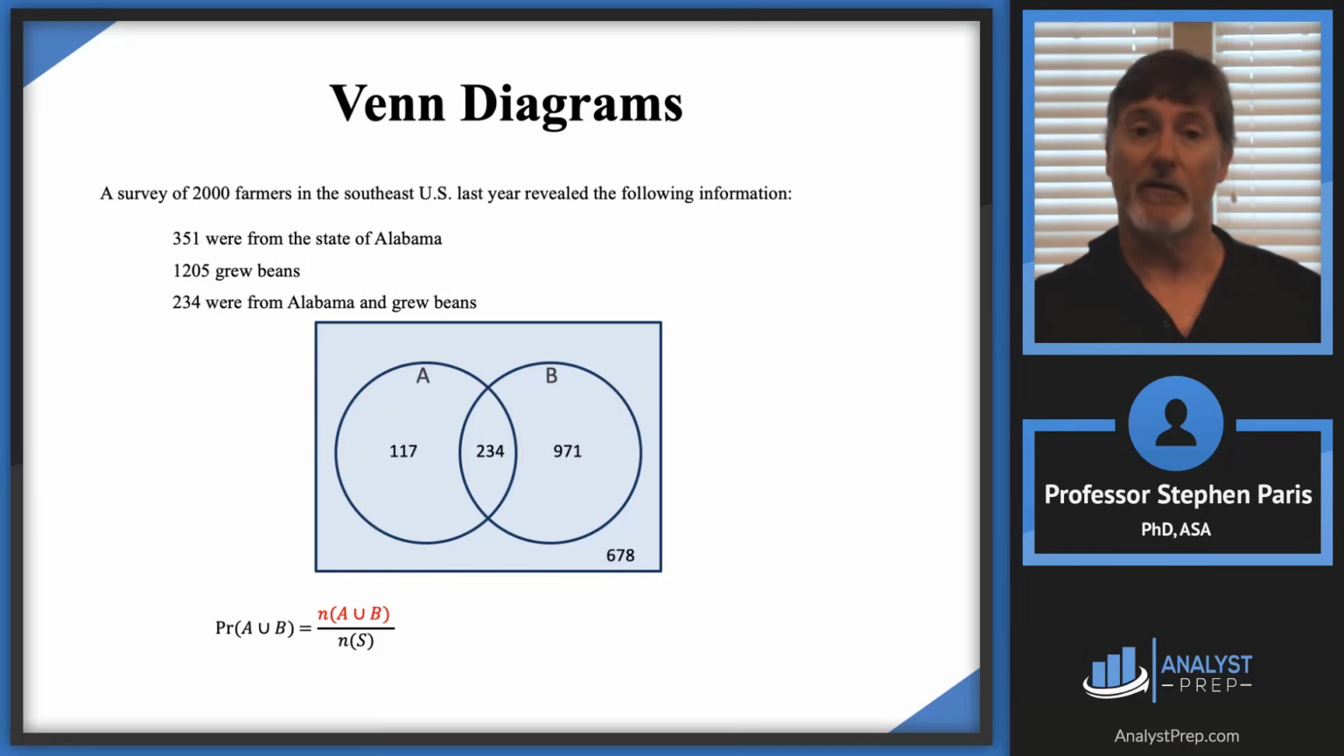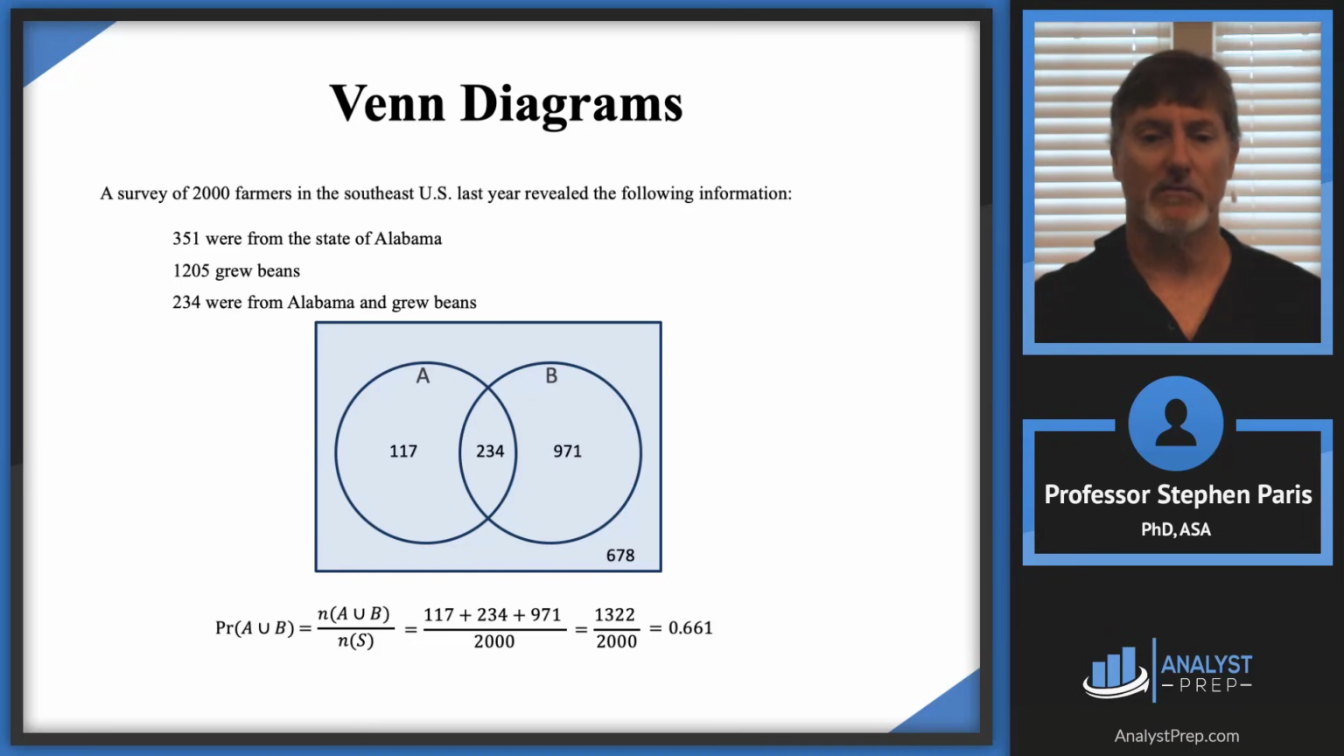And if you look at the number of outcomes of A union B, then I'm talking about the 117 plus the 234 plus the 971, and then I'm dividing that by 2,000. I get 1322 over 2,000, or 66.1%.